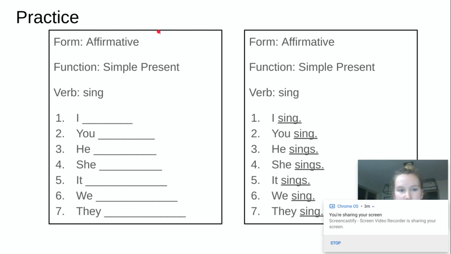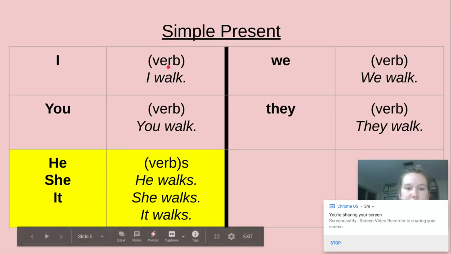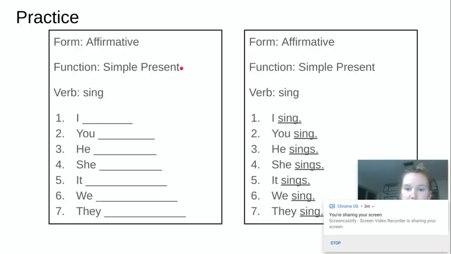Okay, so let's do a practice. Up here, this is just giving us important information that we'll use once we learn more forms and more functions. First, we have our form, affirmative. Our function is simple present. And here, this part's most important. It's telling us our verb is sing. So this is what we're going to use to fill in all of these blanks. So first up, we have I. And if we go back to our chart for a second, we can see for I, we only use the verb. So we simply write the verb, I sing.